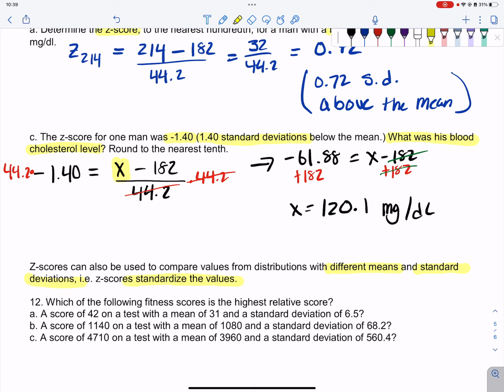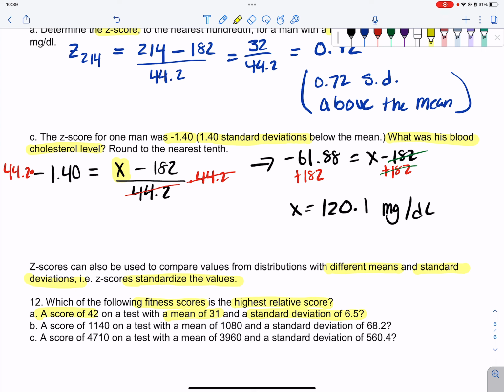And with this problem, I'm not going to work through this problem here with our fitness scores, but we want to essentially find which fitness score is the highest relative score. And we can see between the three of them, the first one, they have a score of 42, a mean of 31, and a standard deviation of 6.5. The next one has a score of 1140, a mean of 1080, and a standard deviation of 68.2. And the last one is even higher values. So they're all very different. They're all treated with different scales for their fitness tests that they did.